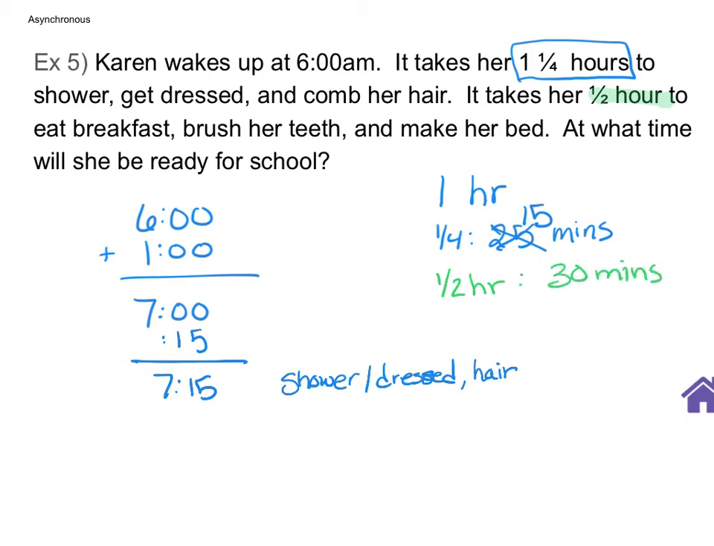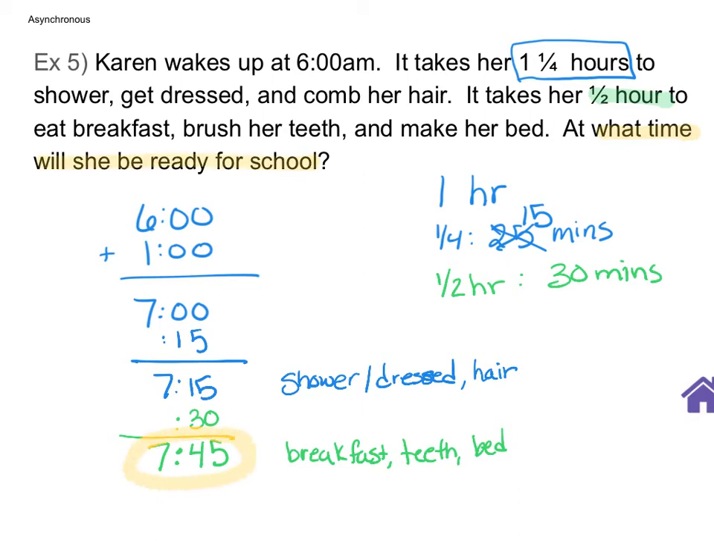So I'm going to add 30 minutes to this to eat breakfast. So I'm going to add 30 minutes here. So this would be 7 and then 45. That will take her to, so breakfast is done and teeth and bed made. Okay. So now the final question is, what time will she be ready for school?